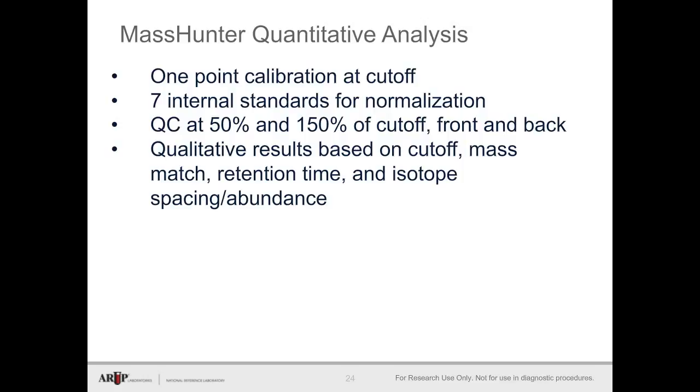Statistical analysis of our calibrator and control replicates is used to determine acceptance criteria for the mass match, relative retention time, and ion suppression in the internal standard. And last time I checked, our 50% control had a median CV of 11%, and our 150% control that contains all the analytes had a median CV of 9.2%.